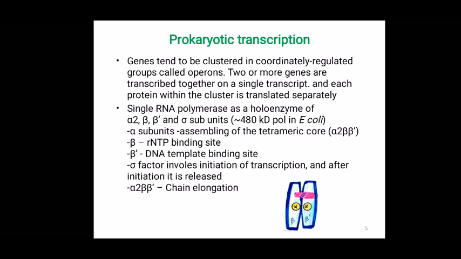Another factor, the sigma factor protein, is involved in the initiation of transcription, and generally after the initiation and addition of a few nucleotide bases it will be released. Then chain elongation is carried out by alpha 2 beta beta dash. So here the two yellow ones are alpha proteins, and beta beta dash, and another one is the sigma factor.